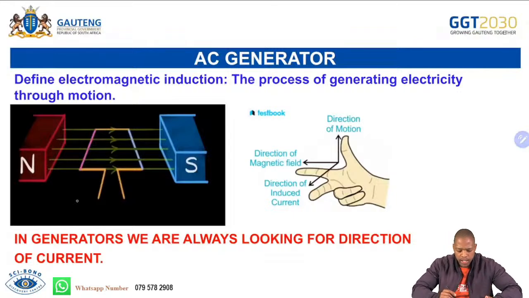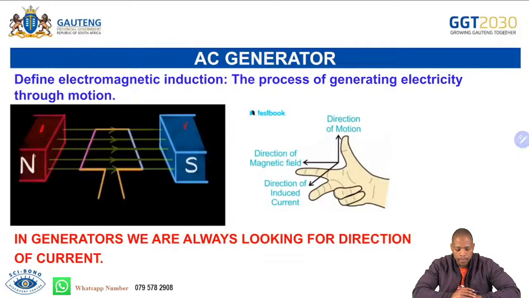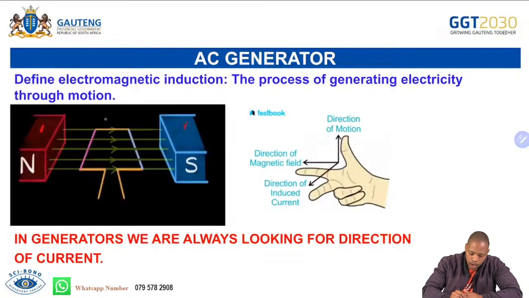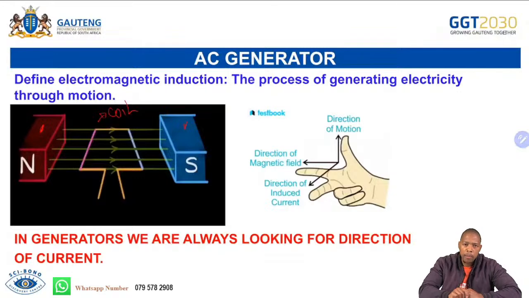A simple generator will look something like this, where you have a magnet and another magnet here, and these two magnets show the polarities of north and south. Inside this generator, we are going to have this conductor that we call a coil. Between the two magnets there exists a magnetic field, and the magnetic field is always pointing from the north to the south.